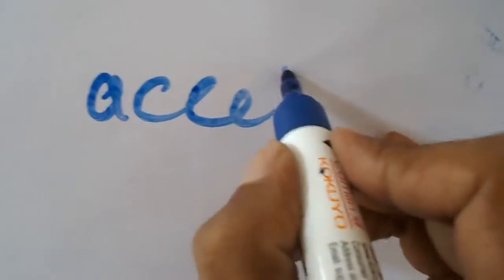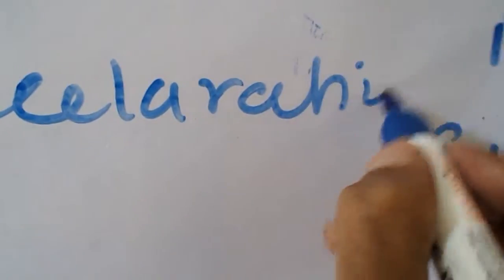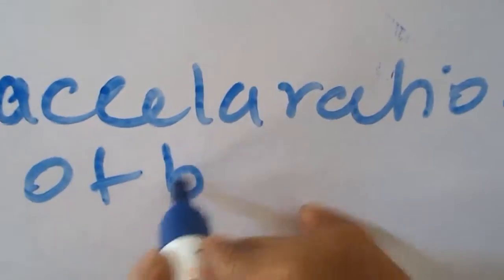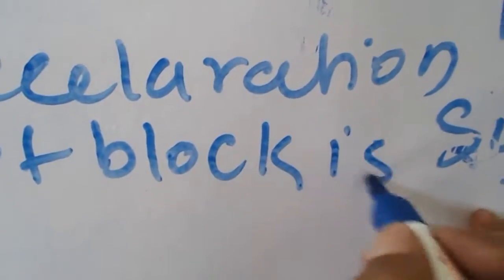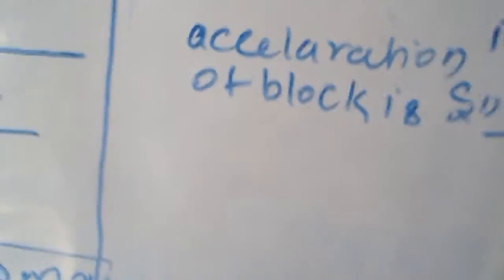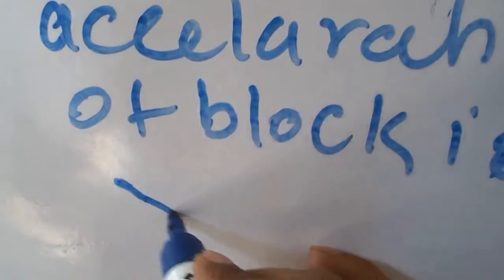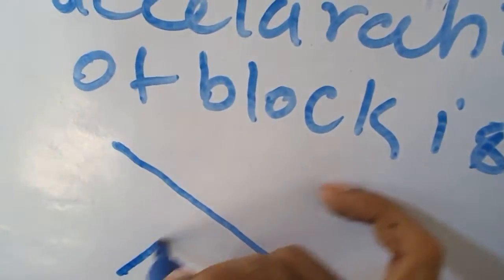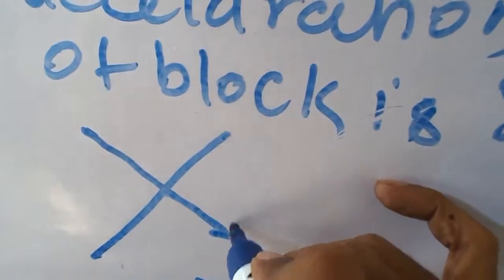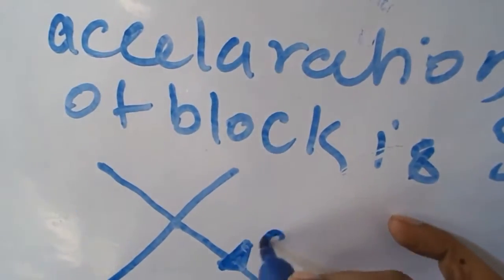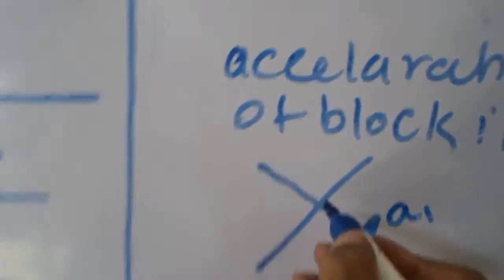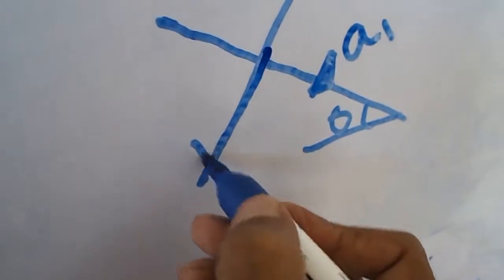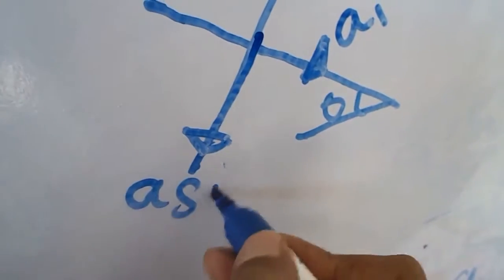So if I say acceleration of block, there are two accelerations of the block. If this is the inclined plane and this is the angle theta, then there are two accelerations of the block, one along this and one along this. We have to calculate. Let me suppose this is A1, and the second is A sin theta.